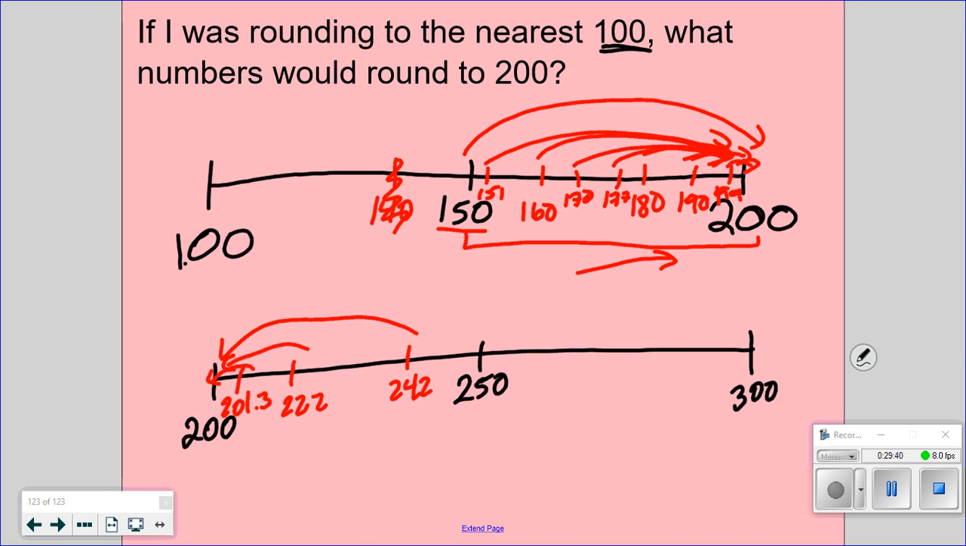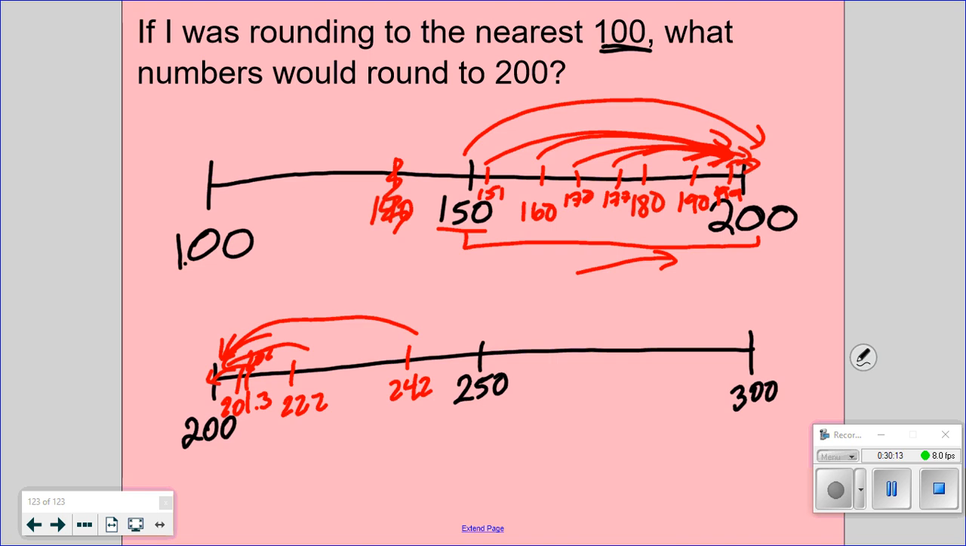Ashlyn? 202. Still going to round to 200. Lincoln? 204. Still going to round to 200. Elena? 201. Still going to round to 200. Jackson? 230. Still going to round to 200.